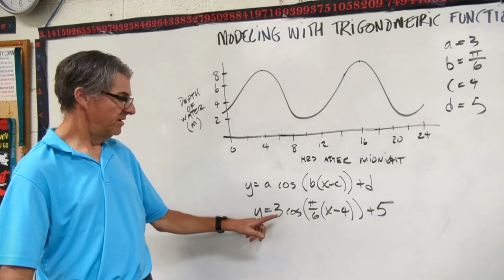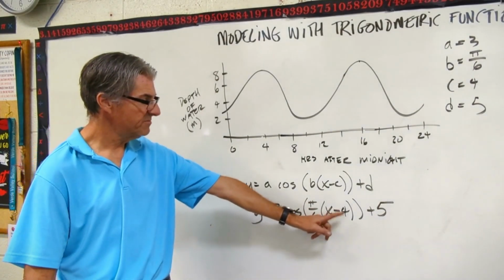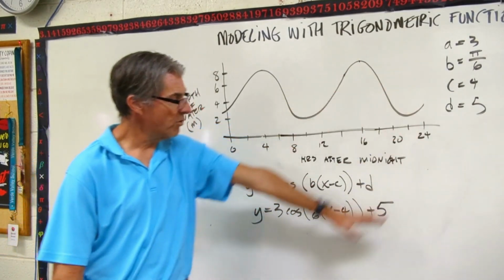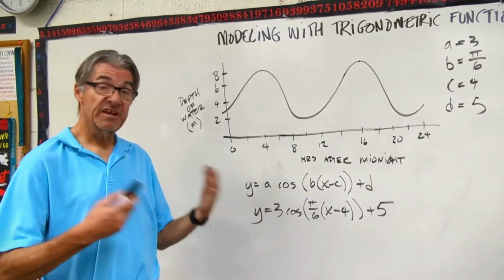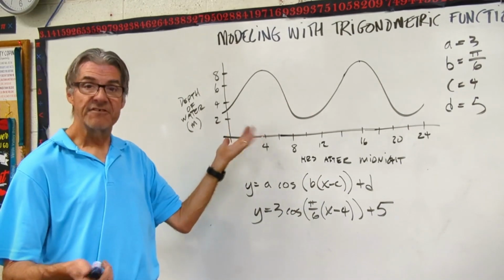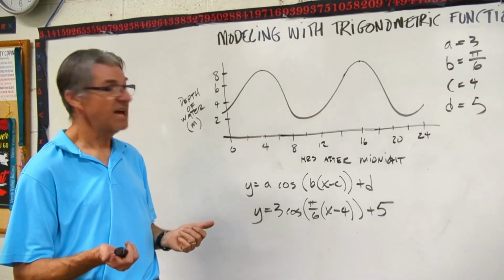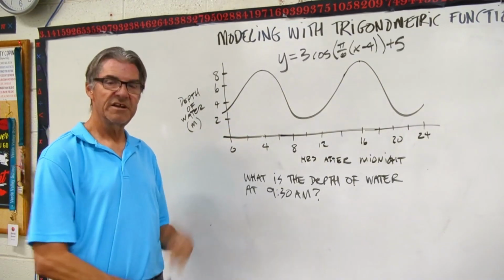Okay, here we go. 3 cosine pi over 6 times x minus 4 plus 5. Straightforward plug-in. But now we have a function that we can plug into the calculator and see this graph. In fact, if you want to do that right now just to see what that looks like, go ahead and do that. All right, now here's a question.